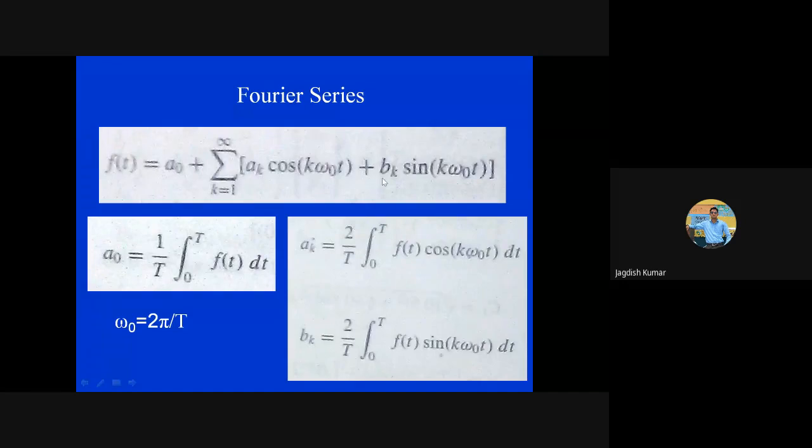Here the a_k and b_k are called Fourier coefficients. And how can we obtain the Fourier coefficients? They can be obtained with the help of these expressions. You have done this, so I'm not going into the details of it.